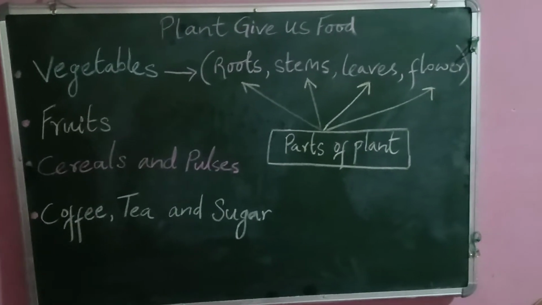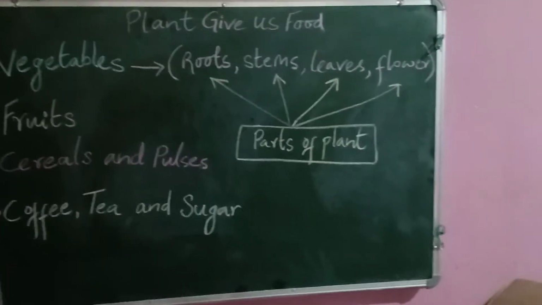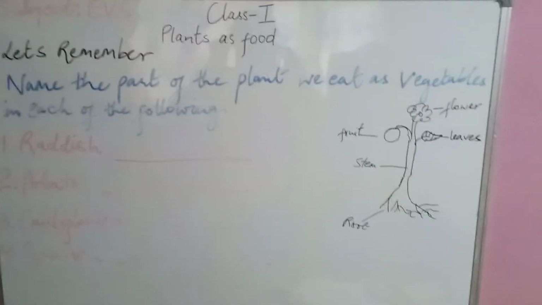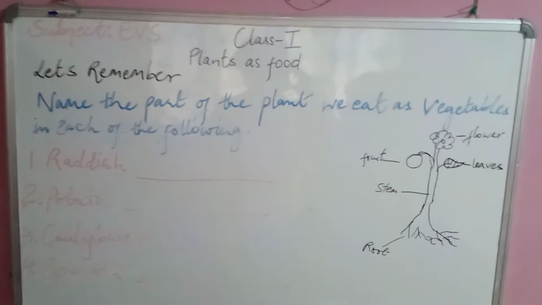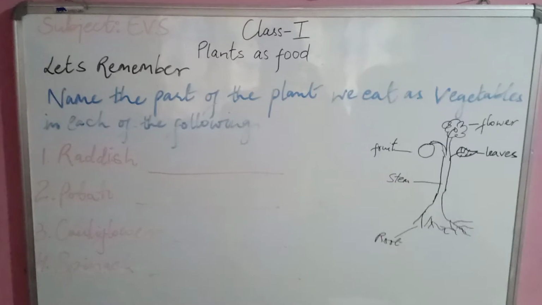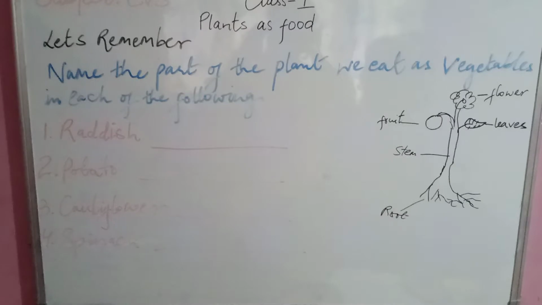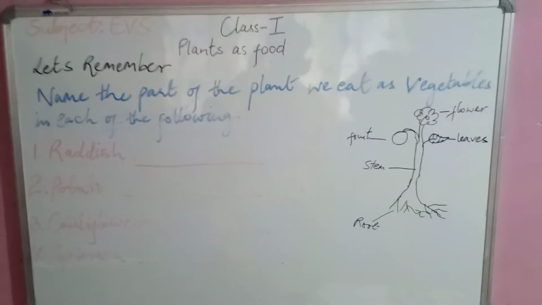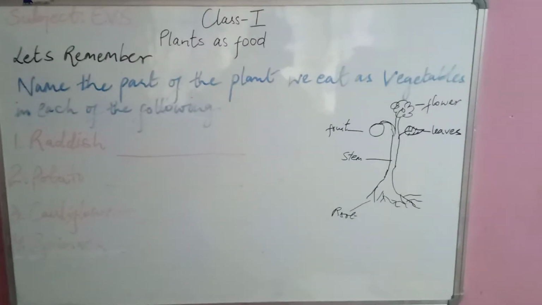Okay, and then we have to do the exercises. In this one, name the part of the plant we eat as a vegetable in the following. So we have to name which part of a plant we eat these things from. For the first one, radish: in the picture above you can see radish comes under the category of root.